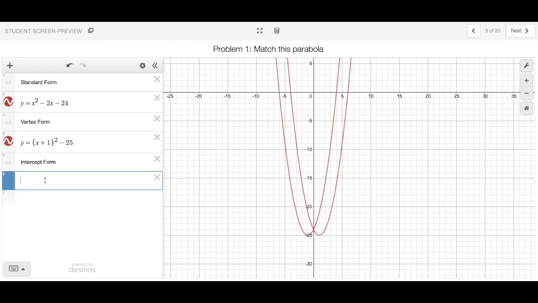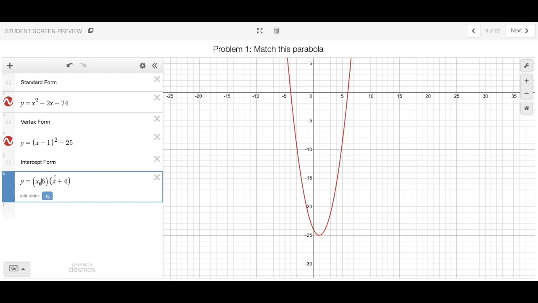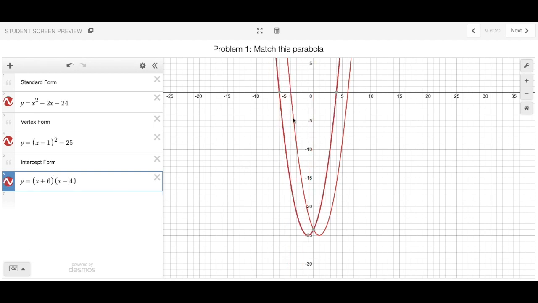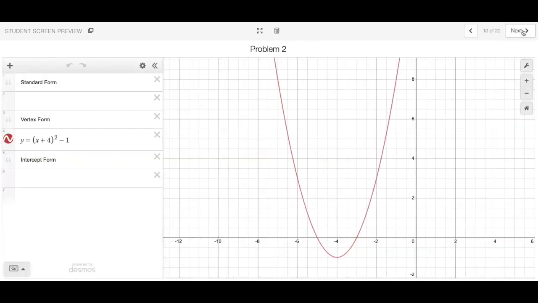And then for intercept form, I see that the roots here are at 6 and negative 4. So I'm going to try y equals, it could be 2 times this or 4 times this, but I look and the a here is 1, so I think it's going to be just 1. So I'm going to leave it out. X minus 6 times x plus 4. And it's right. You might have made a mistake, like x plus 6 and x minus 4. But if you made that mistake, you'd be able to see it doesn't line up, and therefore it's not the right graph. You're going to do a lot of examples like that.